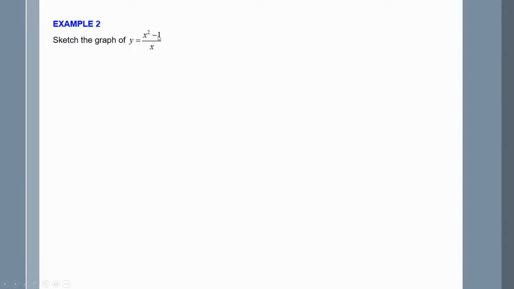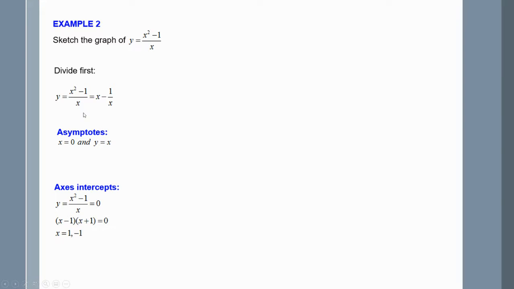Now we change plus to minus and we do the same thing, divide first: x minus 1 on x. So we have 2 asymptotes, x equals 0 vertical and y equals x oblique. We have x-intercepts, when x is 1 and minus 1, those are the x-intercepts. There is no y-intercept because x cannot be equal to 0.